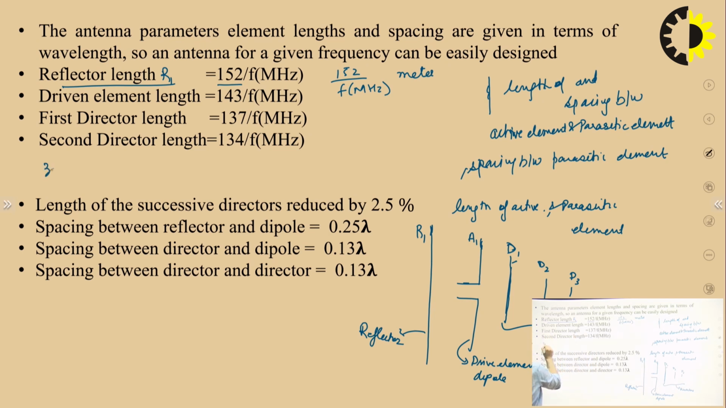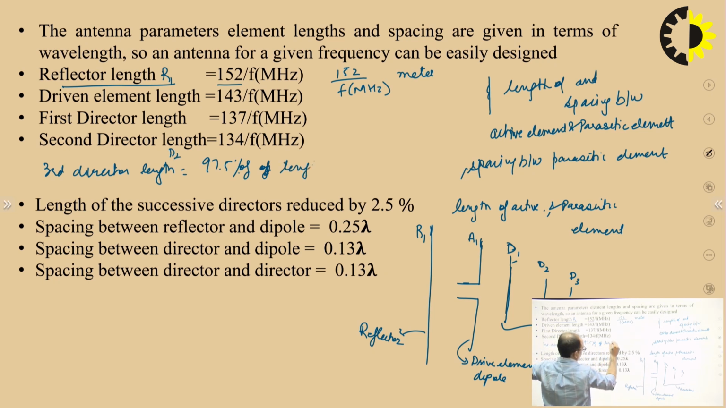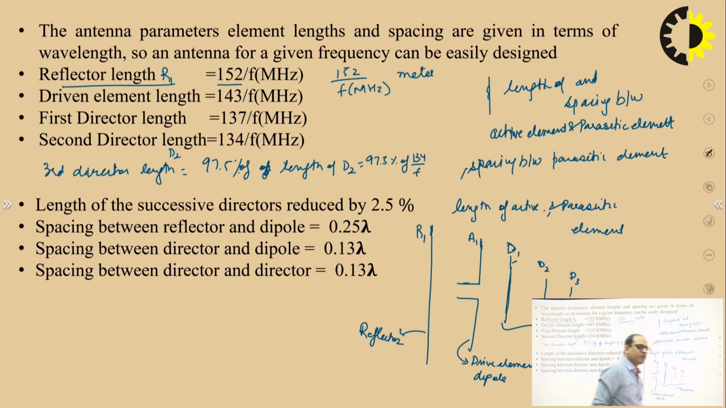The third director length is equal to 97.5% of the previous one, that is, if this is D2, the length of director 3 is equal to 97.5% of 134 by F. So each director length gets reduced with respect to the previous one by 2.5%, meaning the length of each successive director should be reduced by 2.5%.